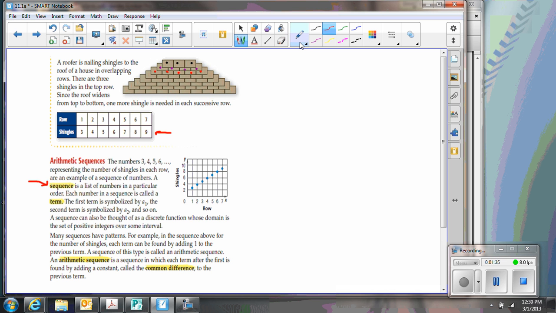Each individual term is then symbolized by the notation a sub 1 or a sub 2, so on and so forth. So the first term would be written a sub 1 equals 3. The second term is going to be written as a sub 2 equals 4. So on and so forth.